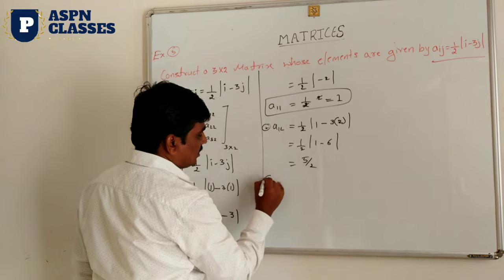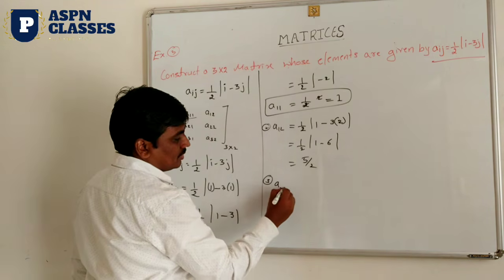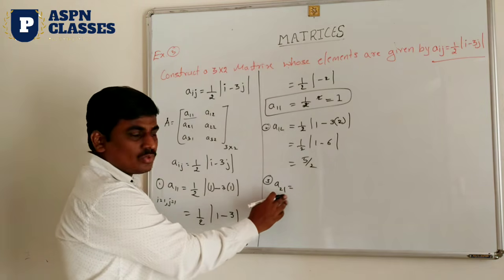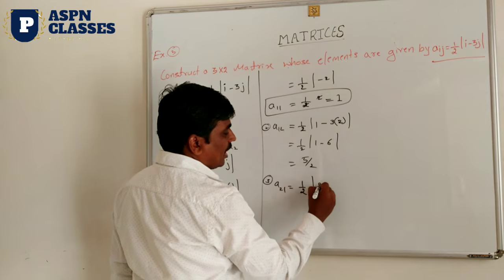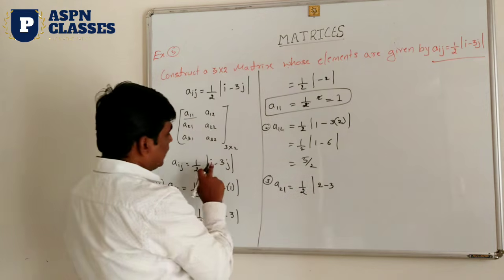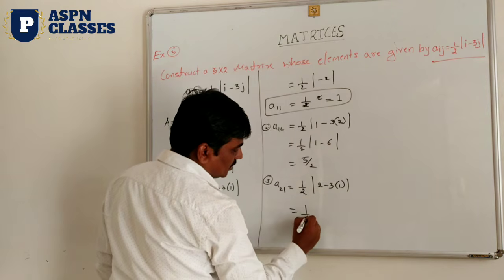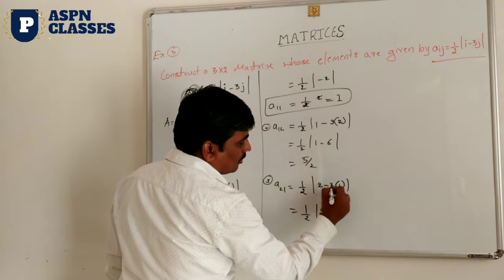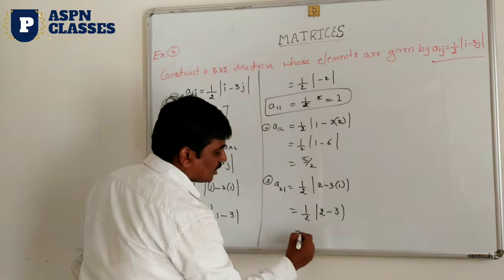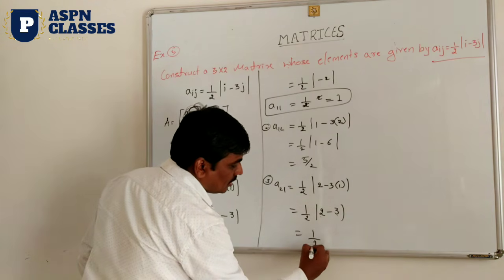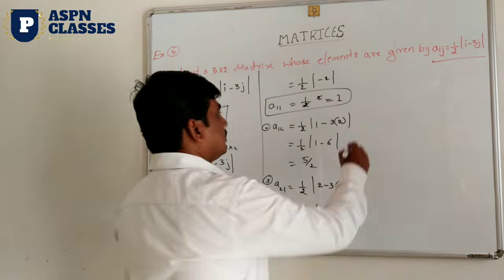And similarly the third element is A21. Here carefully observe: i value is 2 and j value is 1. Now the result is 1 by 2, i value is 2 minus 3 into j value, which is 1. Then simplify: 1 by 2 modulus of 2 minus 3 into 1, which is 3. 2 minus 3 means minus 1, modulus of that is 1. So 1 by 2 is the result. A21 answer is 1 by 2.